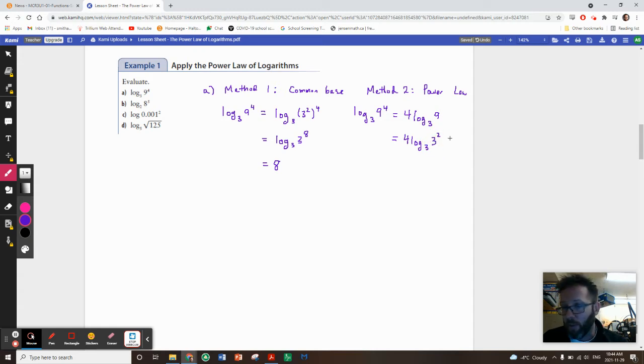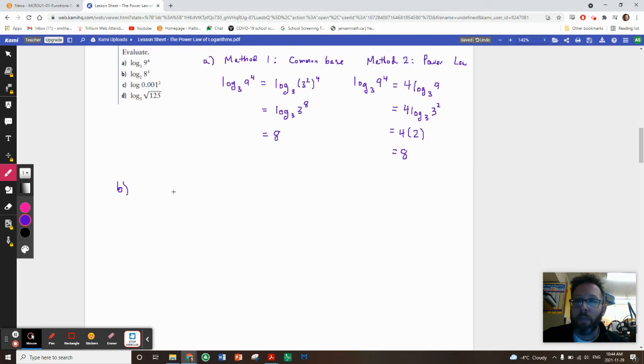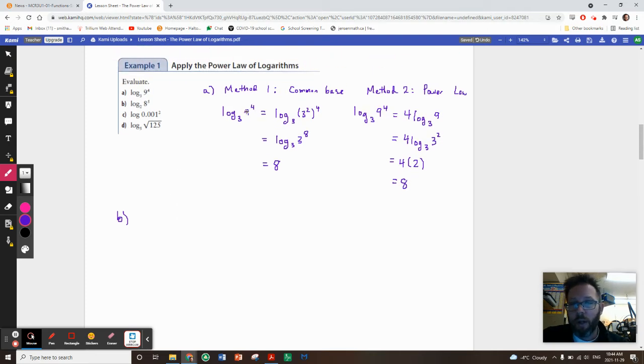9 is 3 squared. 3 to what power gives you 3 squared? Well, 3 to the power of 2. Probably could have gone there right from this first line. But yeah, you get 8 either way, whether you just use a common base or whether you apply the power law first. So let's try a couple more. And let's try using method 2, because applying the power law just keeps the numbers smaller, more manageable, and generally involves fewer calculations.